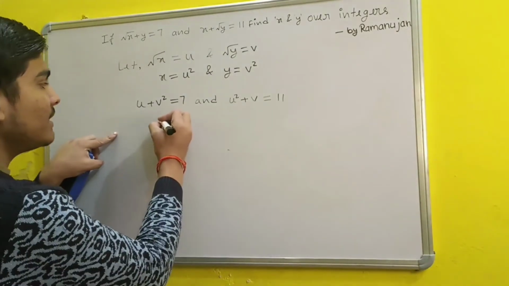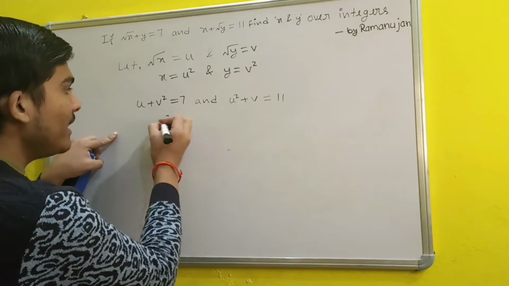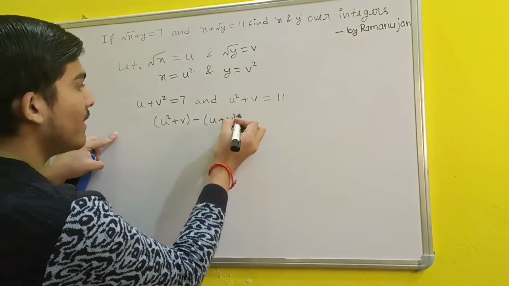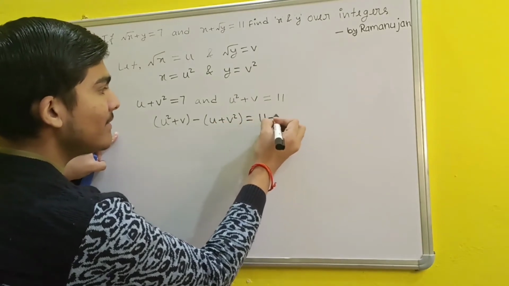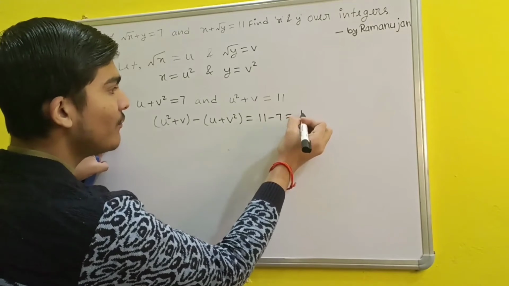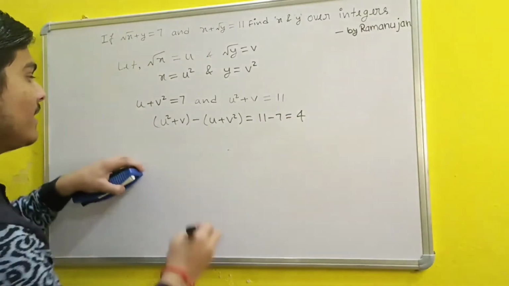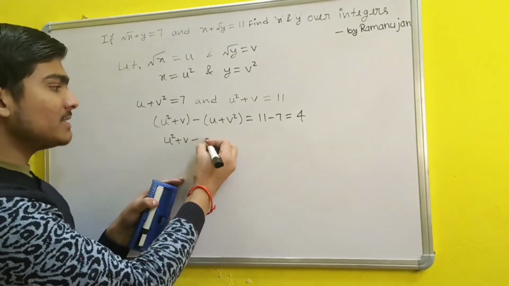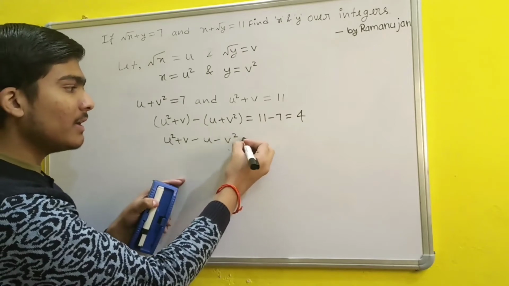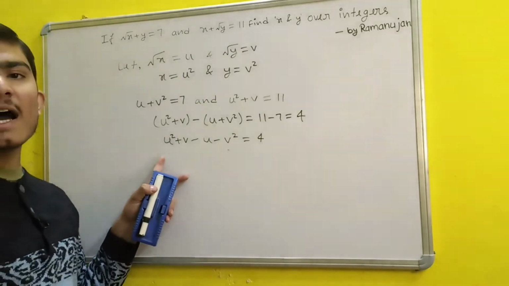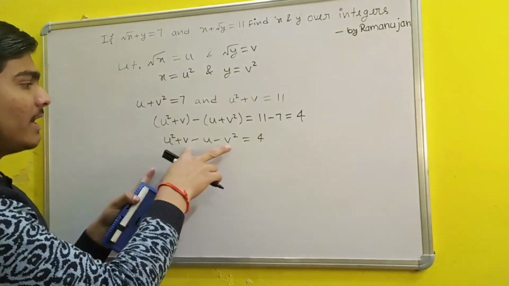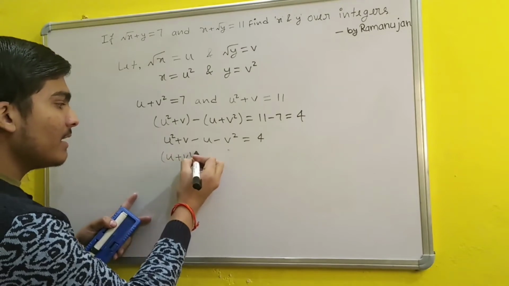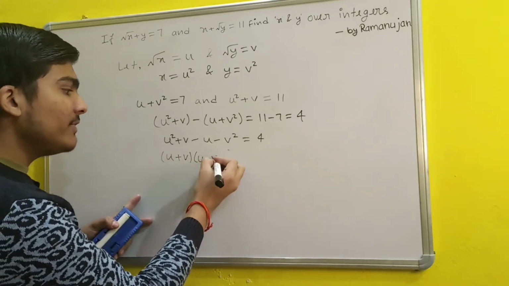I mean to say that u square plus v minus u plus v square, this will be 11 minus 7, it will be 4. Now it will be u square plus v minus u minus v square equals 4. Now we can use the identity of a square minus b square here, so it will be u plus v in the first bracket and u minus v in the second bracket.